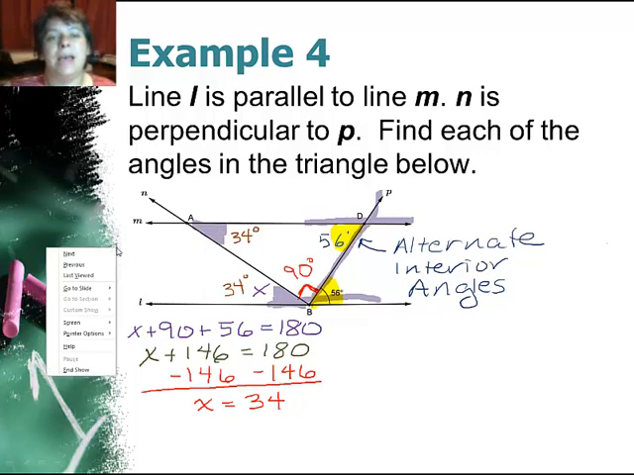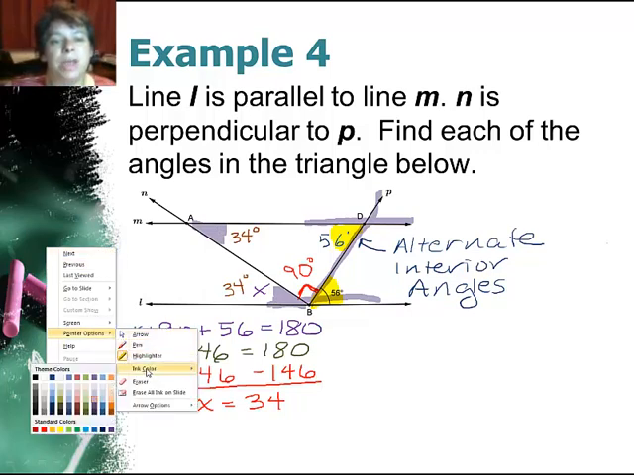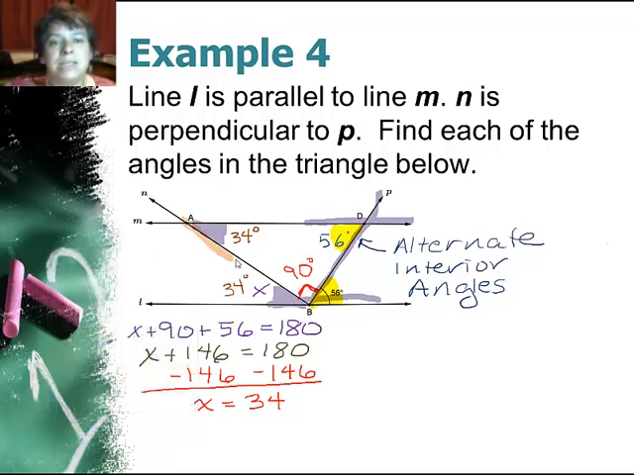Why can I say that? Well, let me change my highlighter here. We'll go to, there we go. This is the transversal for this one, and the set of parallel lines is line M and line L. So using that transversal, you can see 34 here and the 34 down here are alternate interior angles, so they are congruent as well.